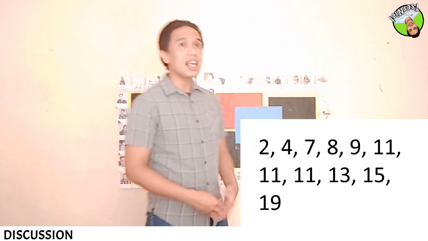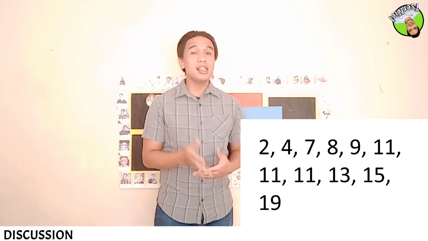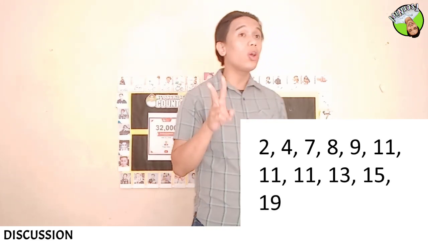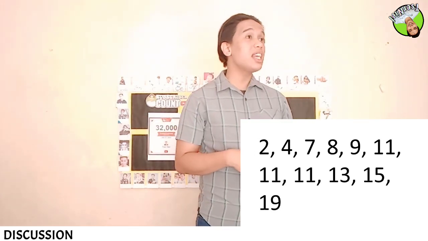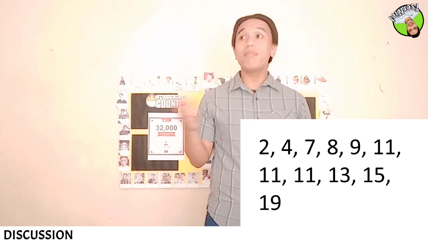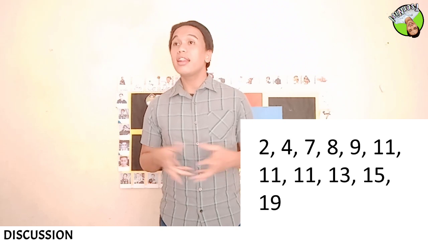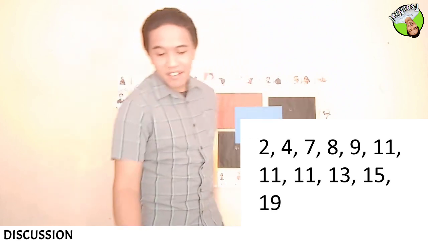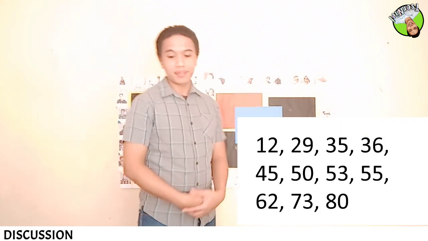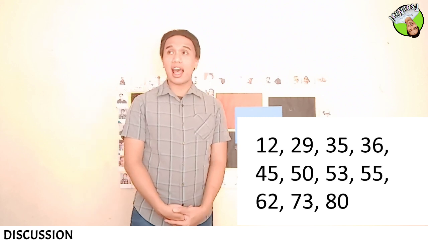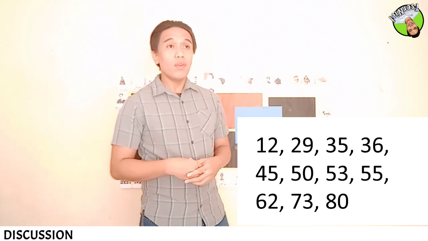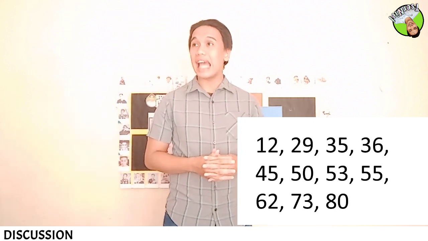Now, we can say that 11 is unimodal since there is only one mode in the data. If there are two modes, or two numbers that occurred twice or more, we can say that they are bimodal. And if there are three modes, or three numbers that occurred twice or more, they are called multimodal. Is that clear? Okay, let us have another example. Is there a mode in this set of data? None. Let us remember that in a set of data, we can also have no modes. Do you understand?